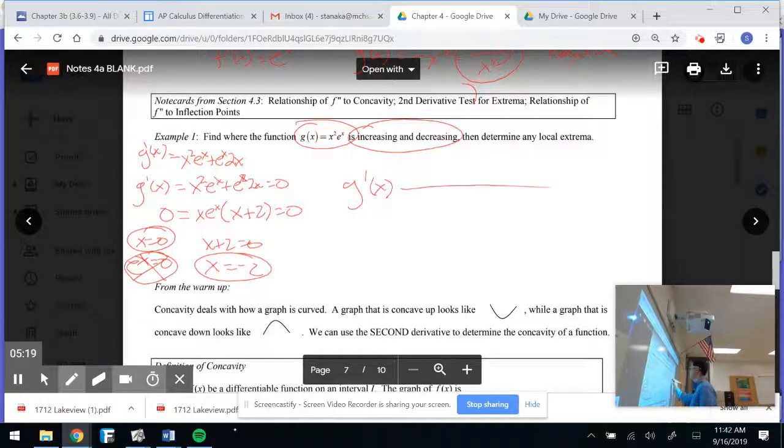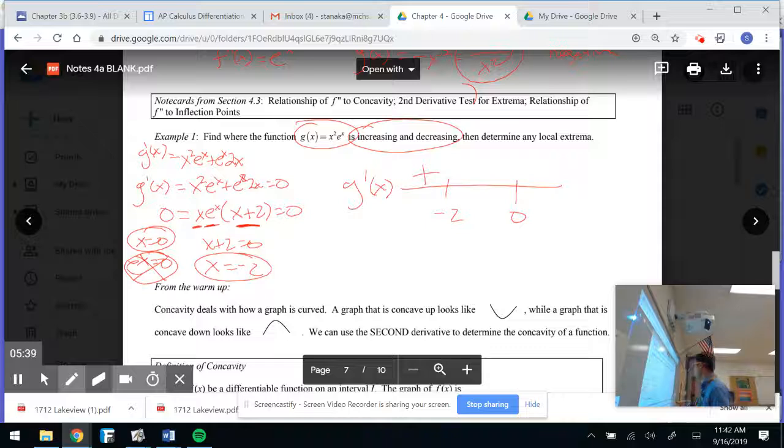Okay, so let's go ahead and make a sign analysis for g prime of x. We put a -2 there, we put a 0 there. Remember, start getting really good at that mental math, okay? Let's pick a number to the left of -2, like -3. If I put a -3 in there, I get a negative, a positive, and a negative, which would be a positive.